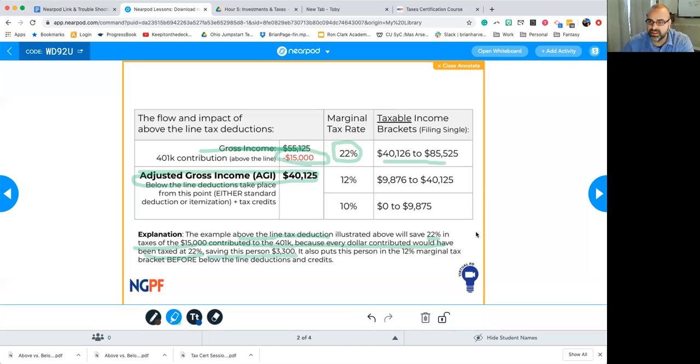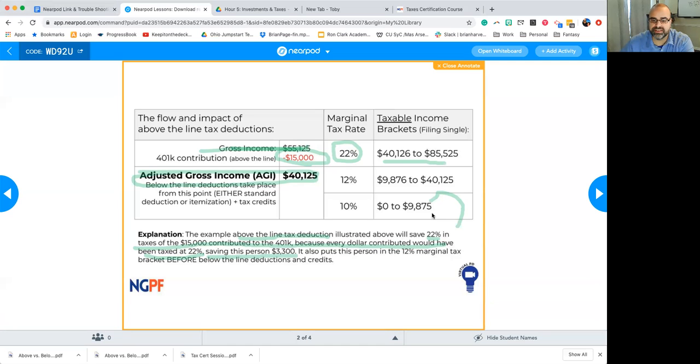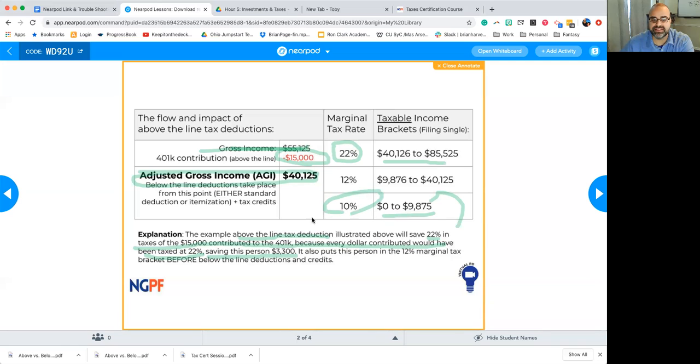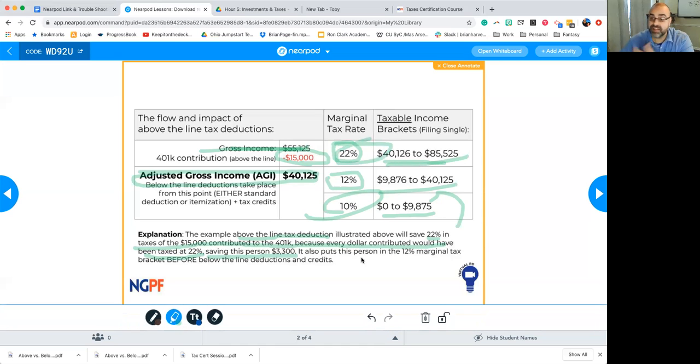As a reminder, our federal income tax system works this way. The first $9,875 is taxed at 10%. The income in this band is taxed at 12%. The income in this band is taxed at 22%. And so that, again, leads to $3,300 in savings. And that's before we even get to below the line deductions and credits.